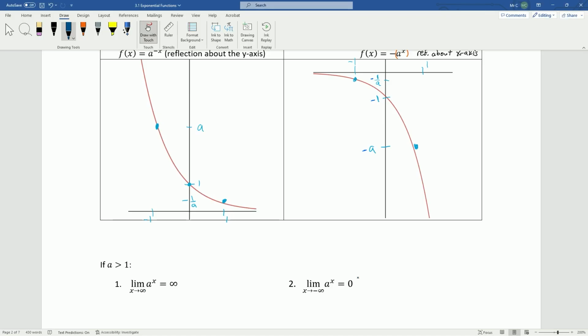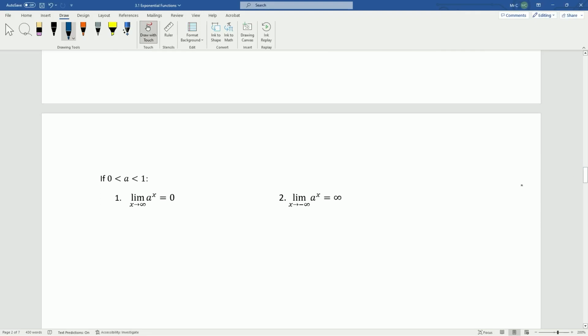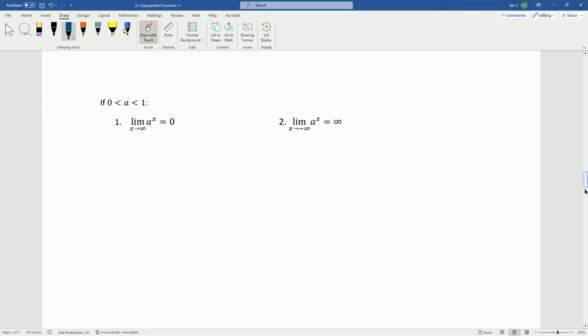Now keep in mind, everything that we just said was for the case that a is greater than 1. But exponential functions can also have the base be between 0 and 1. So we're just going to sketch a quick graph of the basic exponential function in the case that a is between 0 and 1.